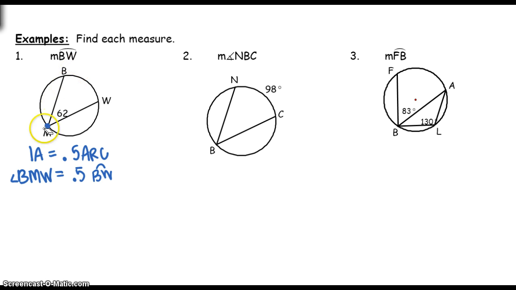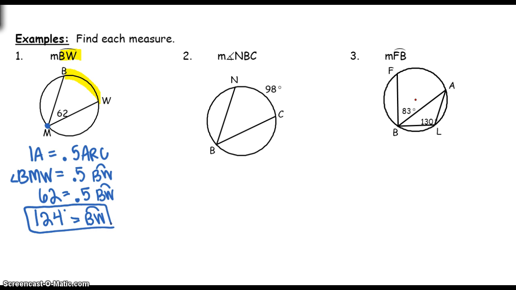Well, angle BMW is 62 degrees, and that's going to equal half of the arc, which is BW. Well, we don't know what arc BW is, and that's what they wanted us to find, right? So what I do to both sides here is I divide by 0.5, and when I do that, I get 124 equals BW, the arc, the measure of the arc.